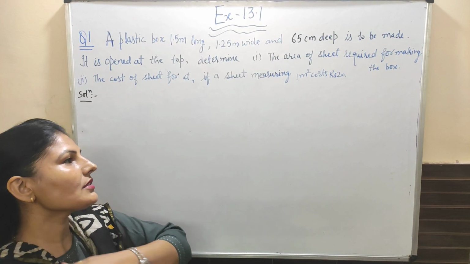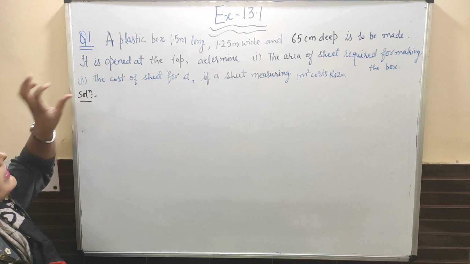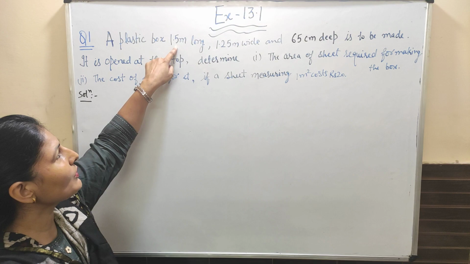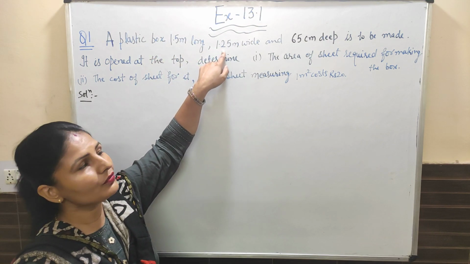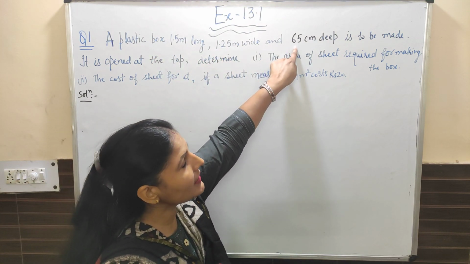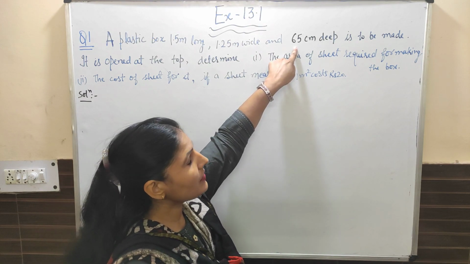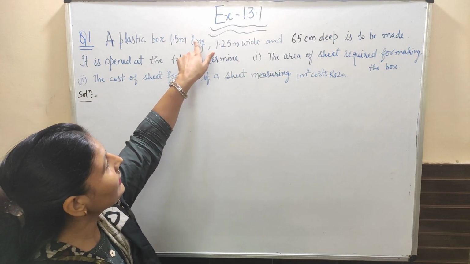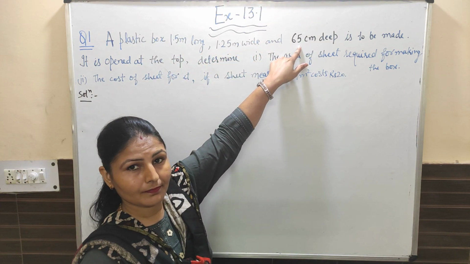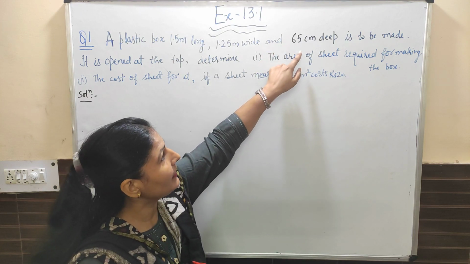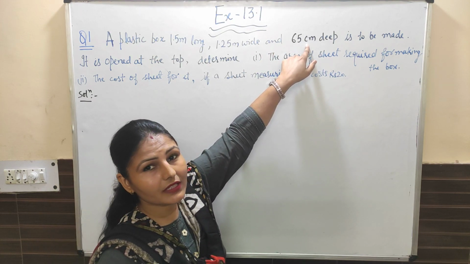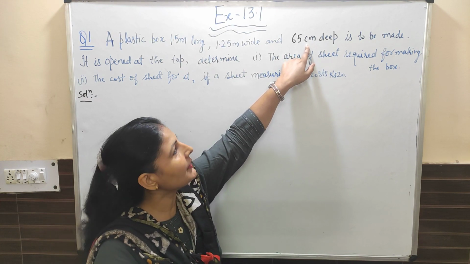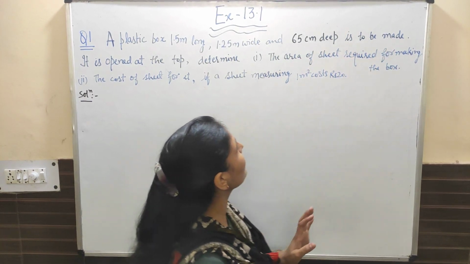Question first of exercise 13.1. Read the statement carefully. A plastic box whose length is 1.5 meter, breadth is 1.25 meter and depth is 65 centimeter. Students, first we have to make their units the same. Here you can see the depth is given in centimeter. It means first we have to convert this depth into meter.